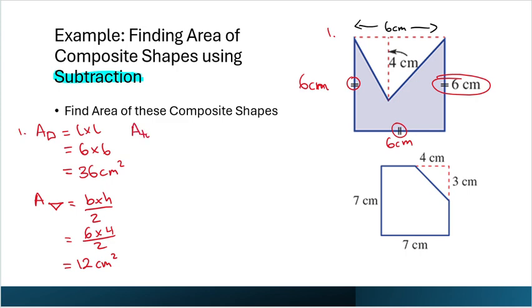That means the total area, the one shaded in blue right now, would be 36 minus 12 because I'm taking the triangle away from the square. So 36 minus 12 equals 24 centimeters squared, just like so. And that's it.